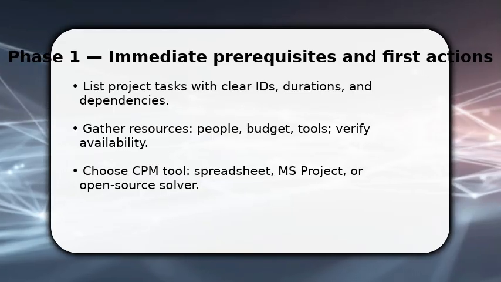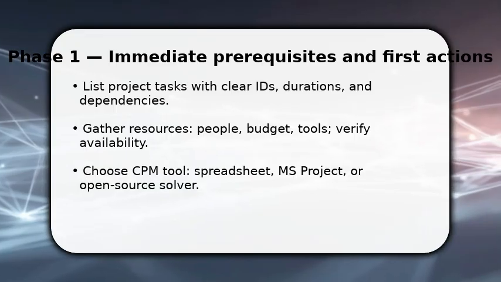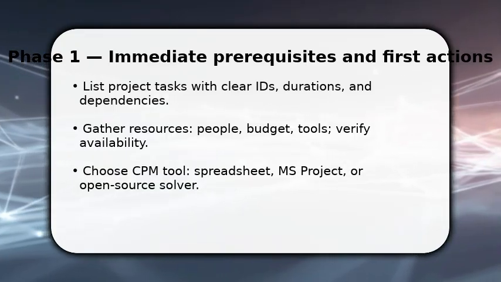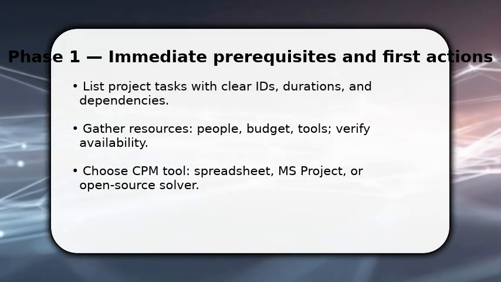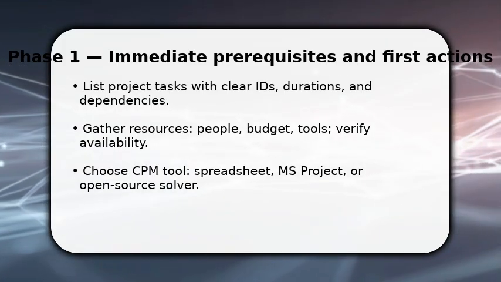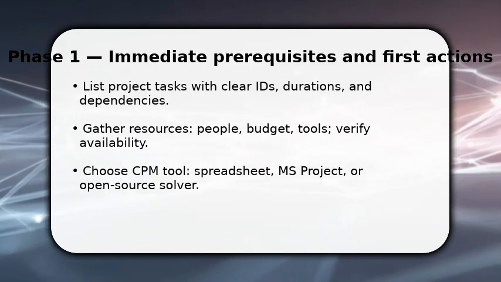You start by mapping every task you know, assign durations and immediate predecessors so dependencies are explicit. Once done, confirm resources and who owns each activity, because resource constraints change the critical path.